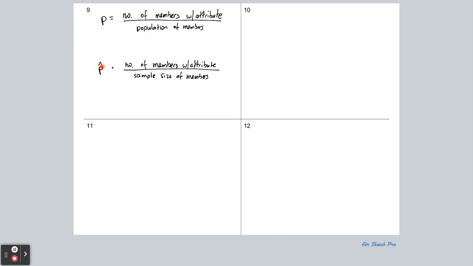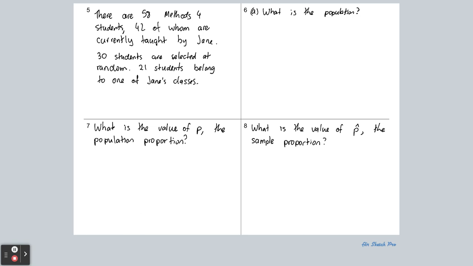Related, p hat, we have the number of members with that particular attribute in the sample that we take divided by the sample size of members. Okay, so in other words, the number of people that we have sampled. So we've got an example here.